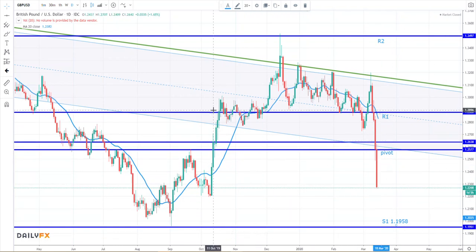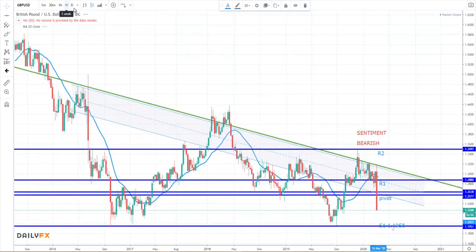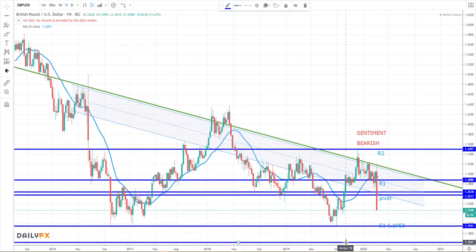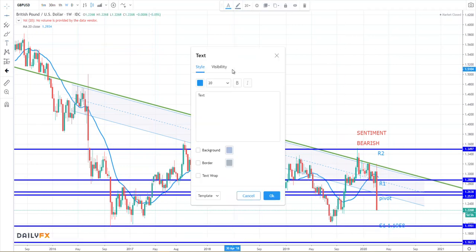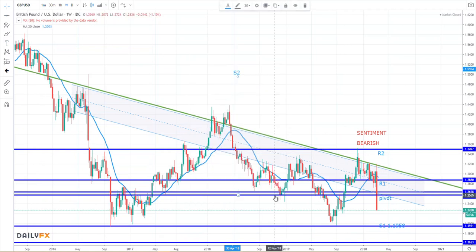If we were to see support 1 at 1.1958 broken, our next weekly support would be 1.1639, which is all the way down here. That's S2. So right there. Okay, we'll look for the retrace.